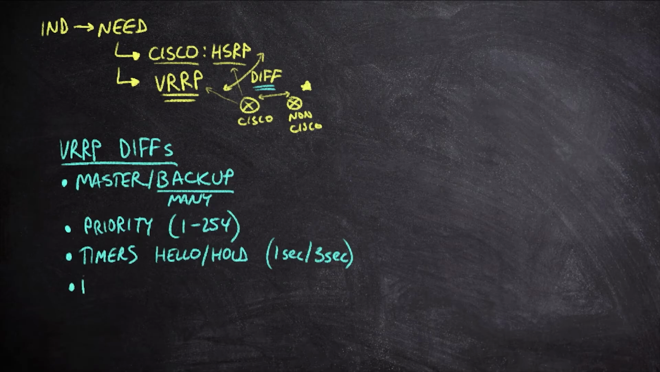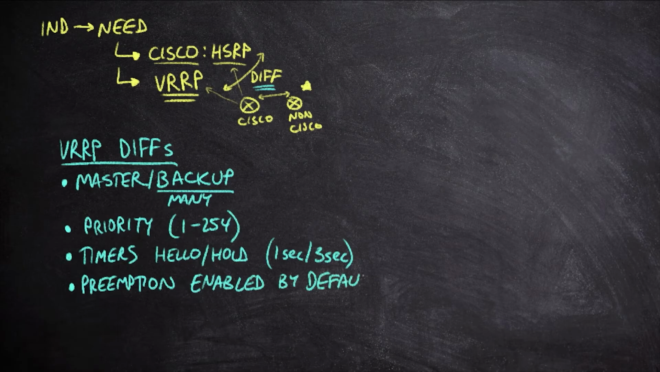Furthermore, and this is an interesting thing, preemption, that same concept applies here, but it's actually enabled by default. Just kind of an interesting configuration change from HSRP. If we don't want the failover to fall back to the original active, then we don't do anything to the HSRP config, but for VRRP, we actually have to disable it since it's enabled by default.